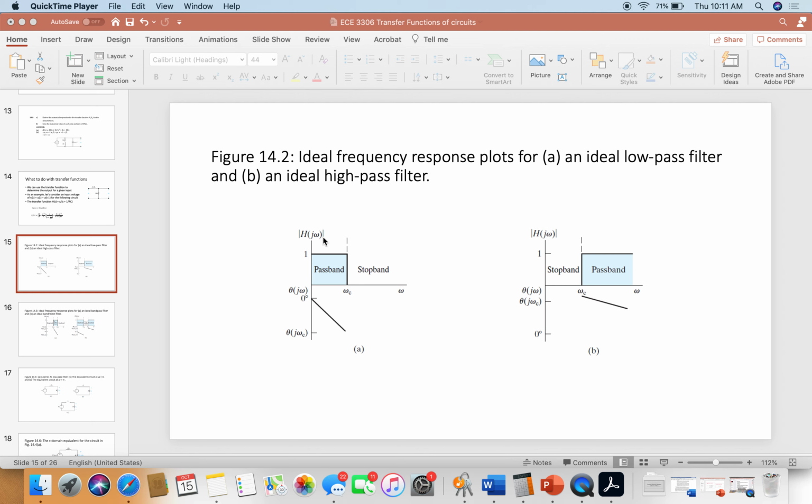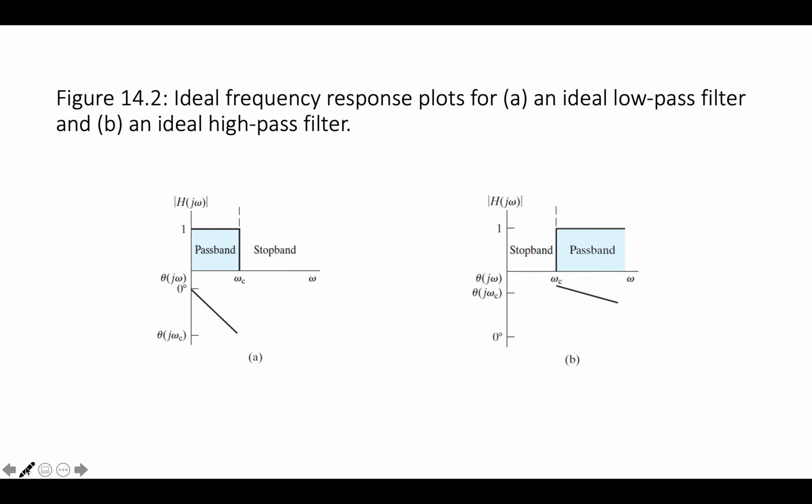So there are a few things here to talk about. This first figure, figure A, is a low pass filter. What that means is that for the ratio of the output over the input, you get something non-zero at low frequencies and you get zero at higher frequencies. So let's look at some definitions.